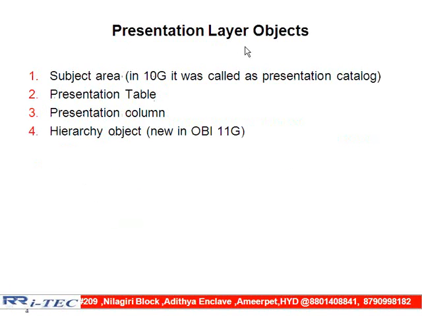Next, presentation layer objects. These are the 4 objects that are available in the presentation layer. One is called subject area. This object was available in 10G, and it was called what, sir? Presentation catalog. Next is presentation table, presentation column, and hierarchy object. This object was not available in 10G. It is a new object in OBIEE 11G. So in the presentation layer, how many objects are available, sir? 4 objects: subject area, presentation table, presentation column, hierarchy object. What is the biggest object, sir? Subject area is the biggest object.